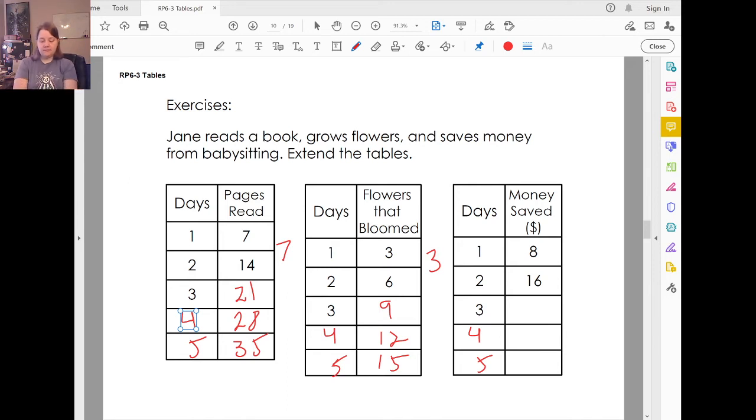Welcome back. So, whoops, wrong screen. On day 1, she had 8. Day 2, she had 16. That's a change of 8. So we're going to keep increasing by 8. That's going to be 24, 32, 40.